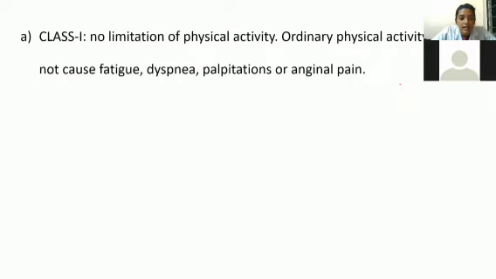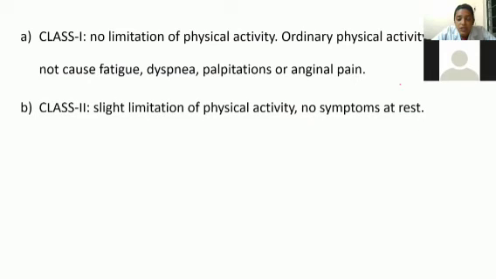Class 1 is no limitation of physical activity. Ordinary physical activity does not cause fatigue, dyspnea, palpitation, or anginal pain. So in the NYHA classification, class 1 people are not having any limitation in physical activity. They can do any physical activity. They are not having any fatigue, dyspnea, palpitation, or anginal pain during activities. That is class 1.